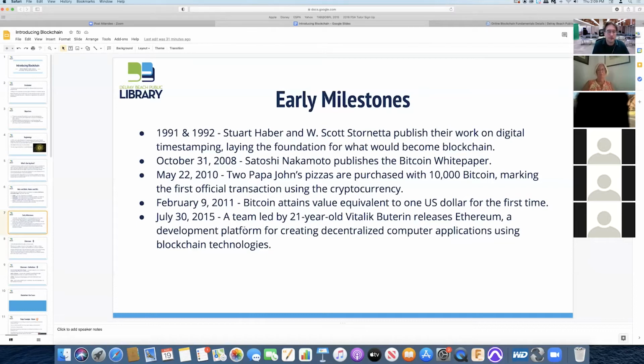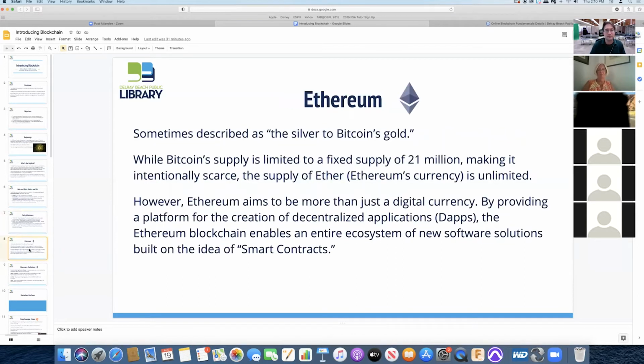July 30th, 2015, another player enters. A team led by 21-year-old Vitalik Buterin releases Ethereum, a development platform for creating decentralized computer applications using blockchain technologies. So we have a new application for blockchain, not just a payment system. The Bitcoin payment system itself was revolutionary, but then Ethereum really takes it to a whole new level. And so we'll discuss them a little bit next.